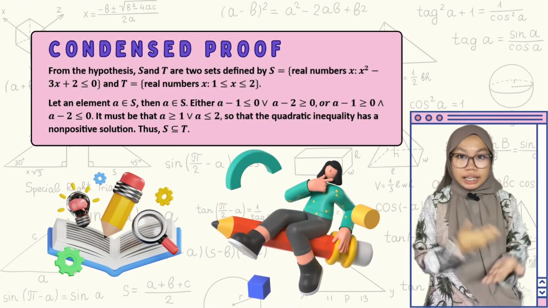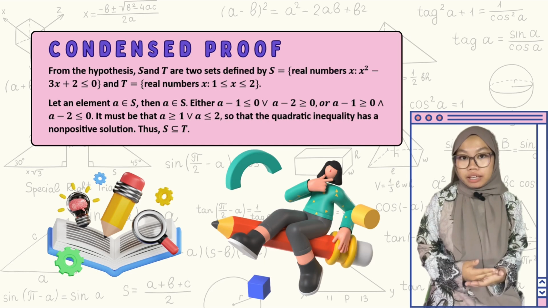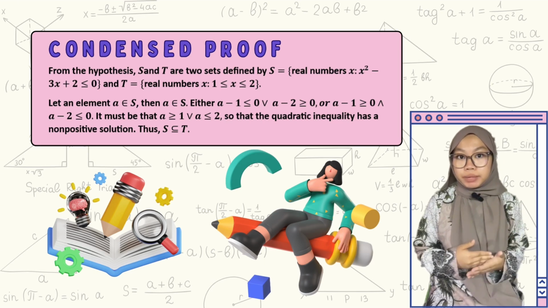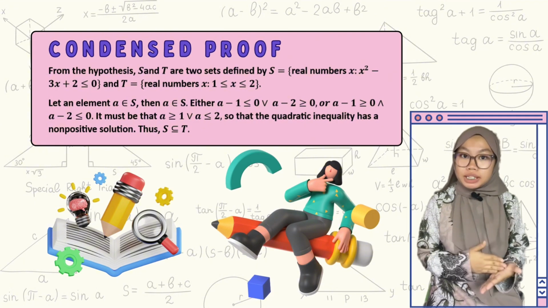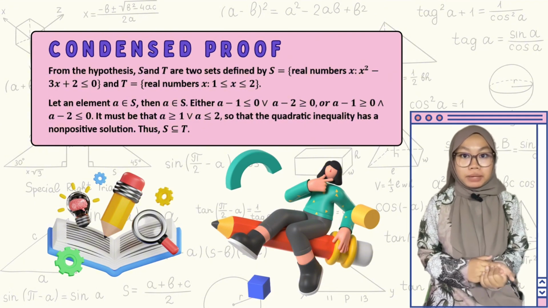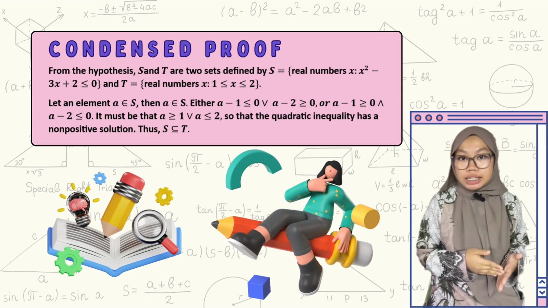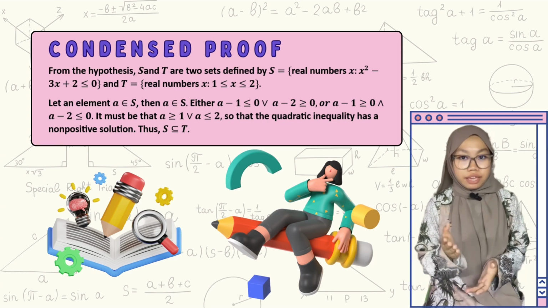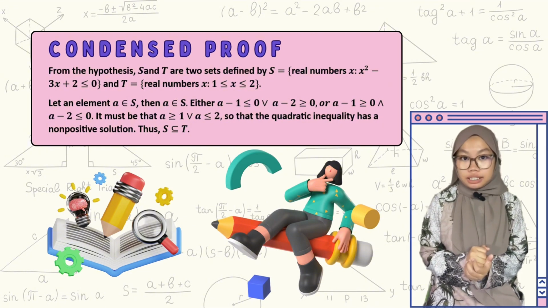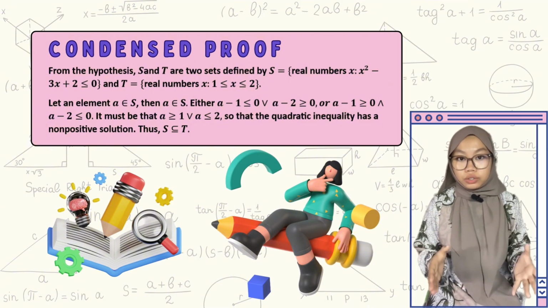In conclusion, let S and T be the sets defined earlier. Take any element a from S. Because a squared minus 3a plus 2 is less than or equal to 0, we obtain that a minus 2 multiplied by a minus 1 is less than or equal to 0. This implies that a is between 1 and 2 inclusive. Therefore, a belongs to set T. Since this is true for every element in S, we conclude that S is a subset of T.